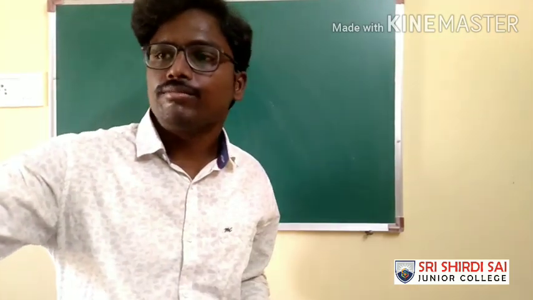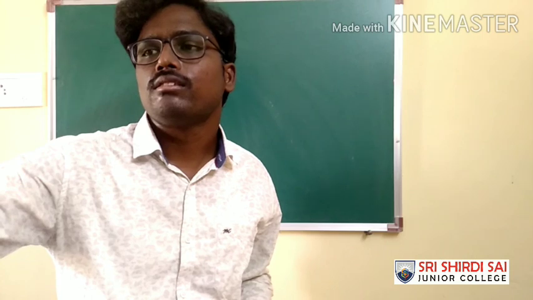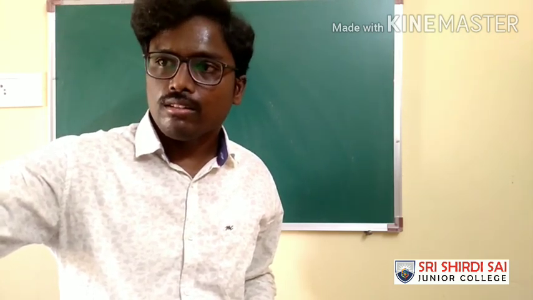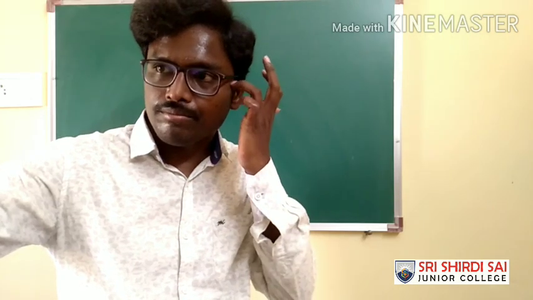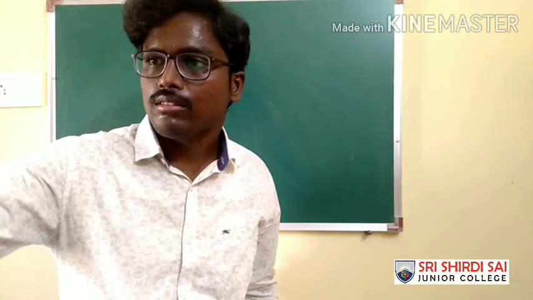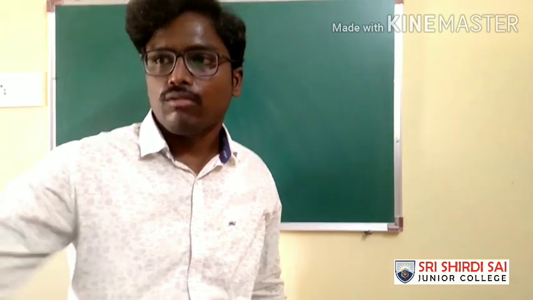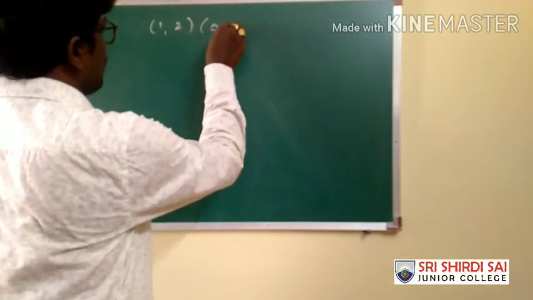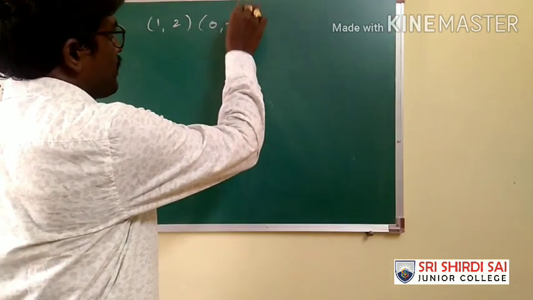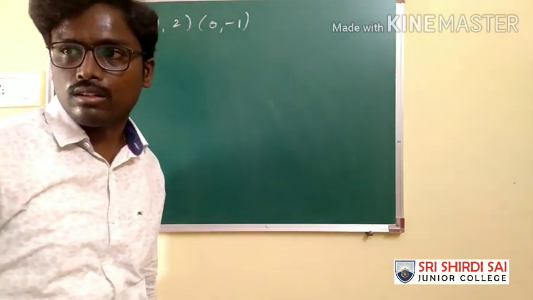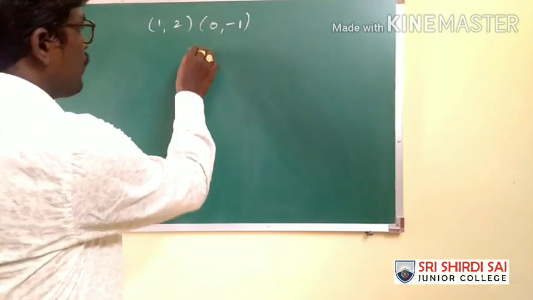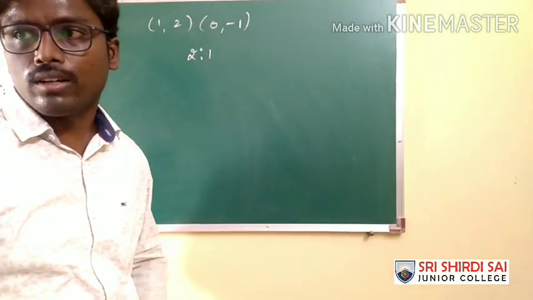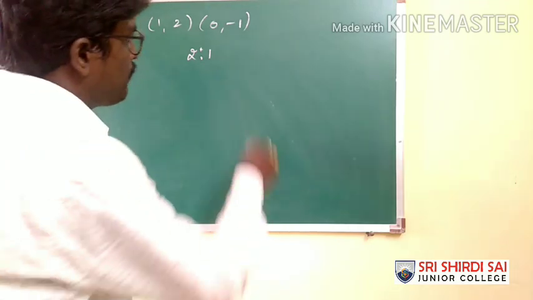See this next question. If the distance from P to the points (1, 2) and (0, -1) are in the ratio 2 is to 1, then find the locus of P.